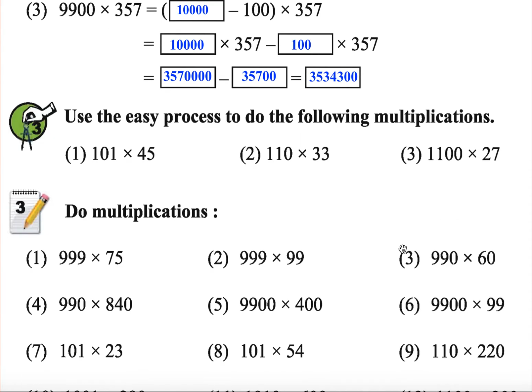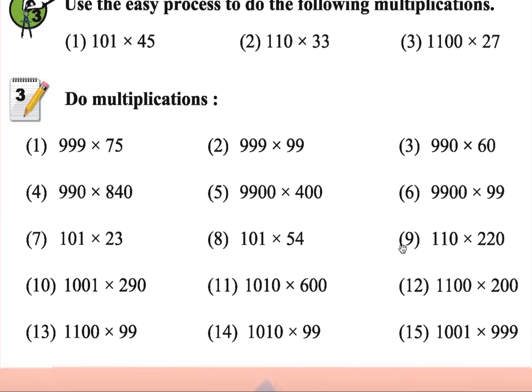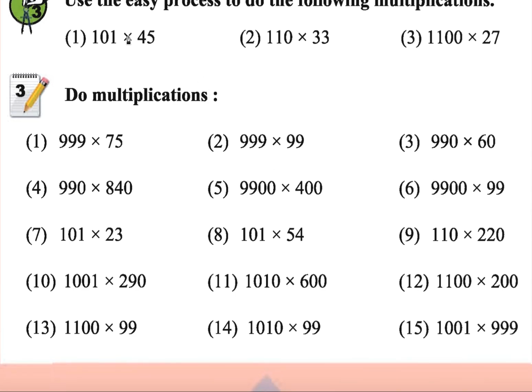Okay, use the easy process to do the following multiplications. Okay, you got the question right. Which one do you want me to solve? This one is easier. Okay, 101 will be written as 100 plus 1 into 45. 45 hundreds are 4500, 45 ones are 45. Okay, 4545. That is the answer.